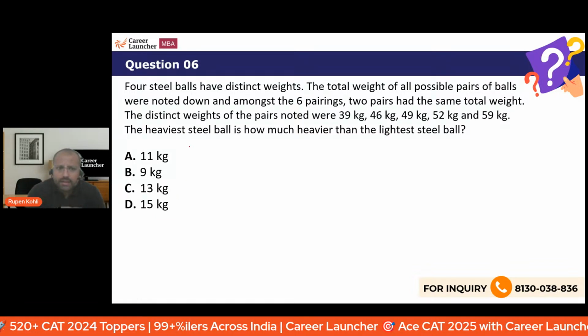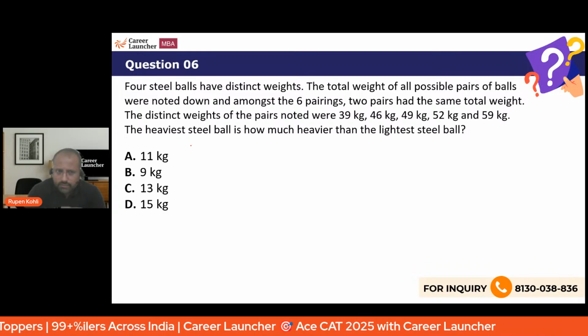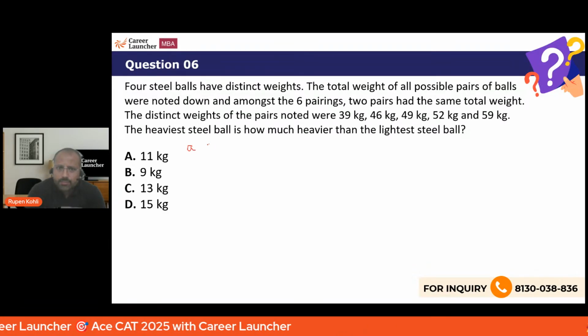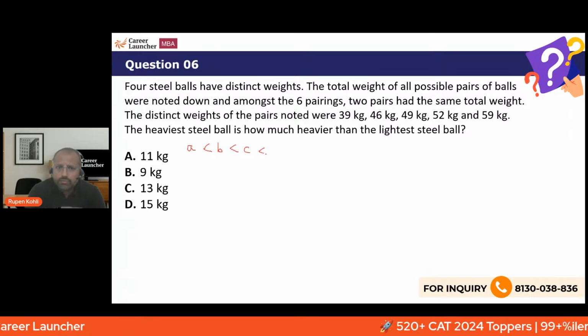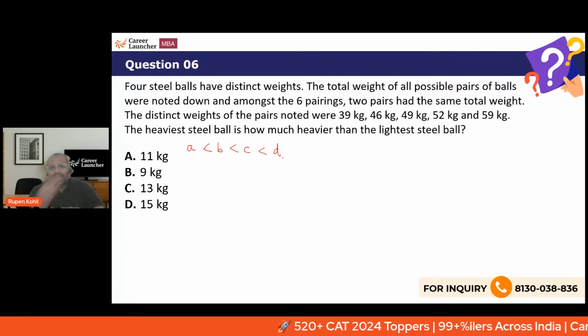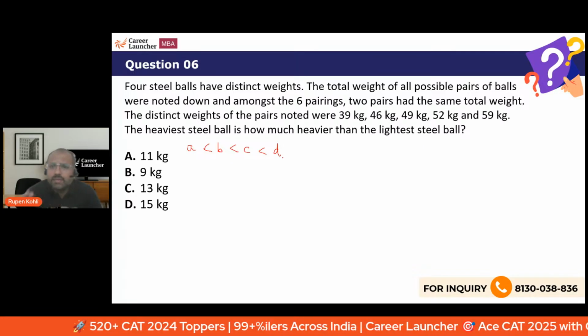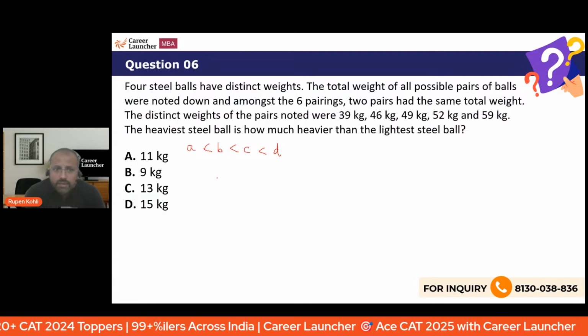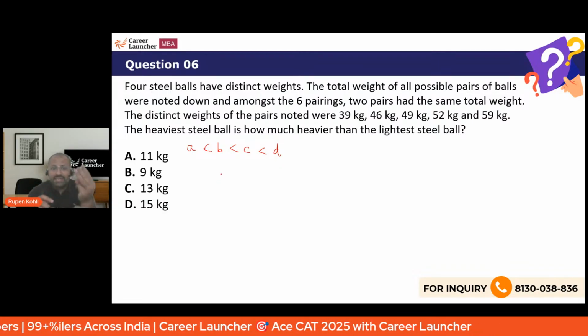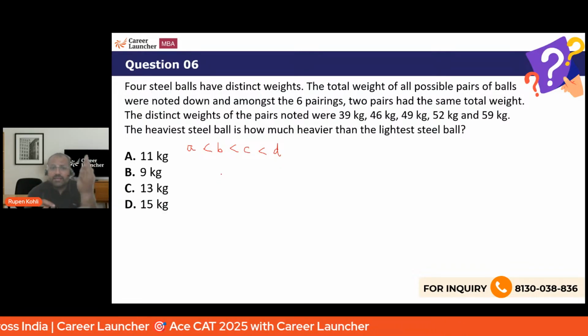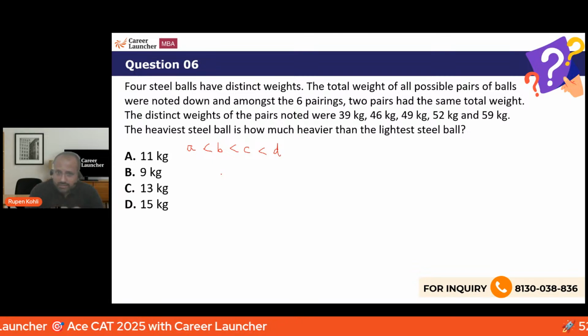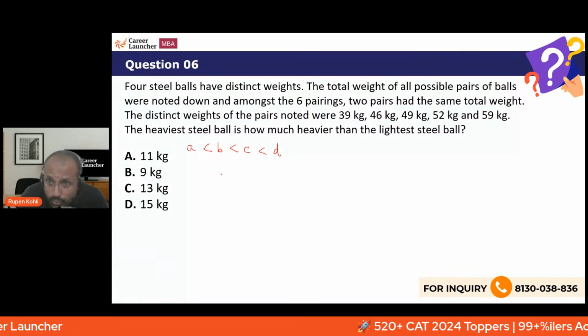For example, if I define the four weights of the balls as A, B, C, D, and let me put that in a certain order, because you can understand that we have to try to solve for these weights clearly, right? Let A, B, C, D be in ascending order. Let A be the smallest weight, D be the largest weight. Then what will be the combinations? Six combinations: AB, AC, AD, BC, BD, CD. Six combinations, right? So he's saying that amongst them, two pairs had the same total weight.